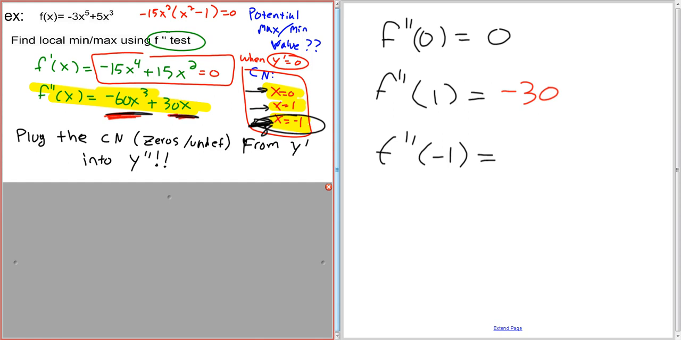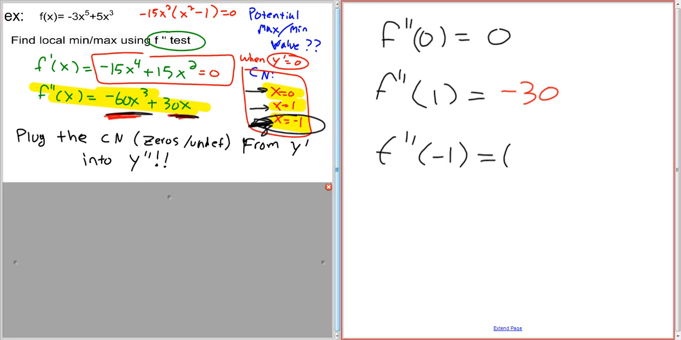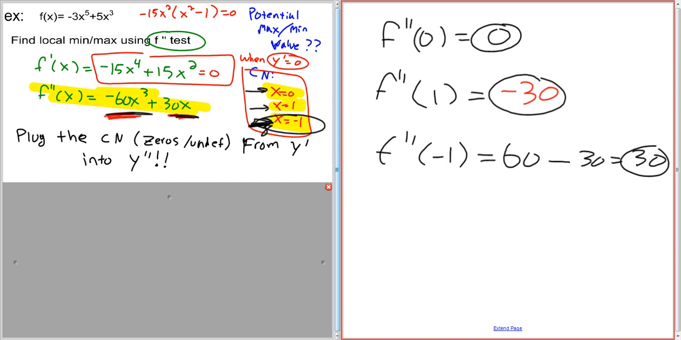Well, when I plug in negative 1 in the first term, I actually get a negative 60 times a negative 1, which is a positive 60. Minus 30. So that's still, again, 30. So our values are 30, negative 30, and 0.